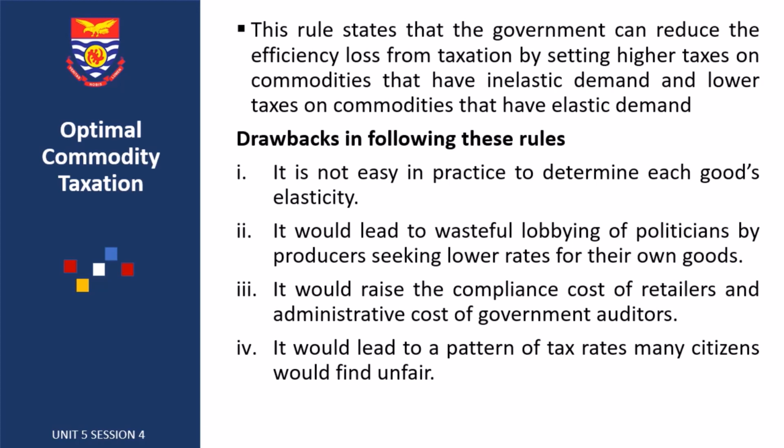Now, if the government imposes tax on commodities of elastic demand, remember there will be a loss of demand. So we are saying the government should impose more tax on commodities that are inelastic in nature, because for those ones the change in price relates to a smaller change in quantity demanded. Therefore, the government can make more there than it will make if it imposes higher tax on commodities which have elastic demand. But then there are some drawbacks to this particular rule, right?